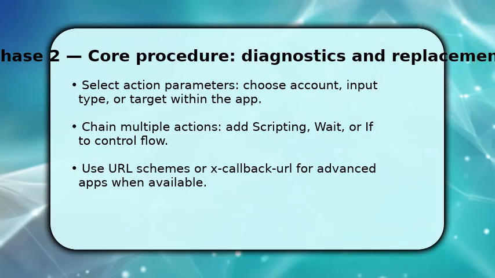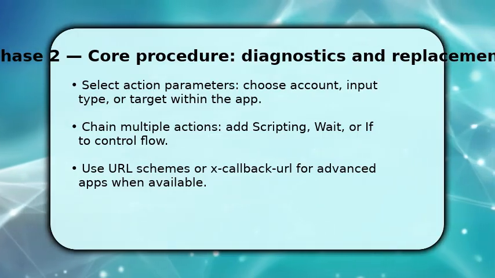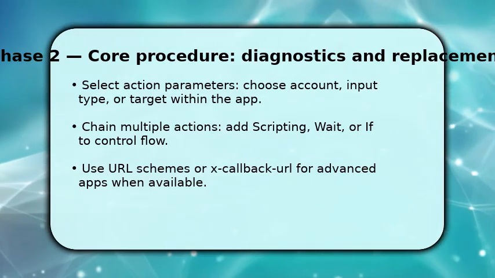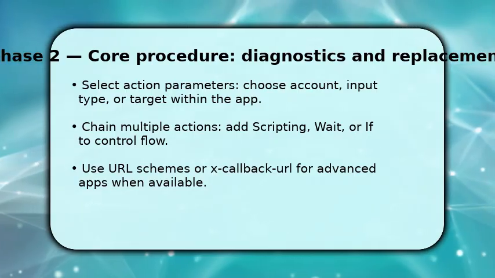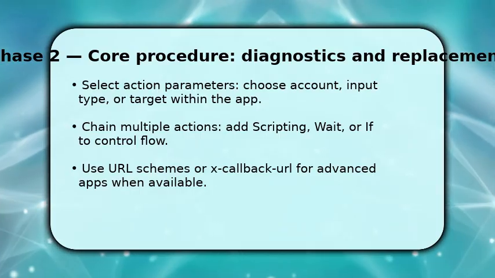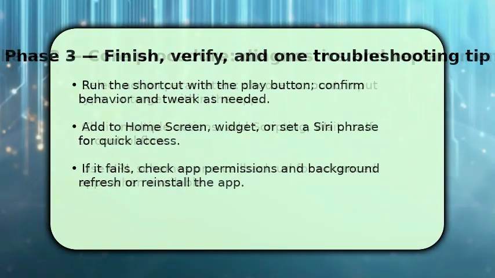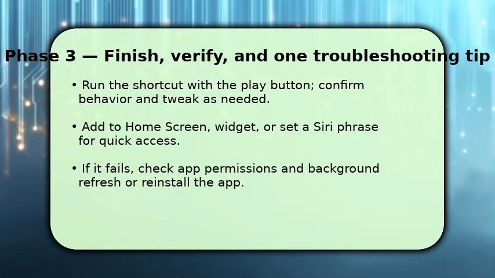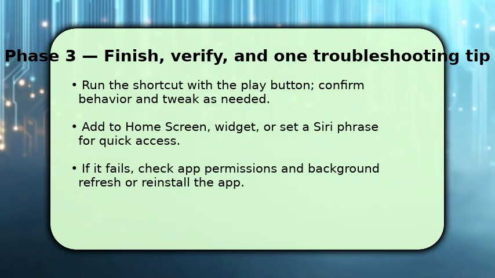You can also use URL schemes or x-callback-url for apps that expose them. This lets you pass data back and forth. Make sure to add sensible timeouts or error checks. Finally, run the shortcut with the play button and observe each step. This confirms behavior and shows where to tweak parameters.